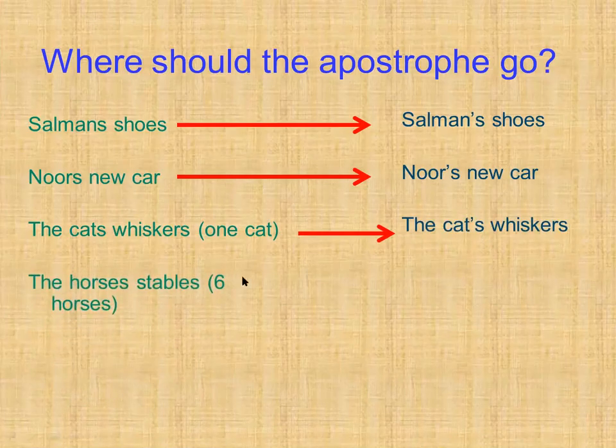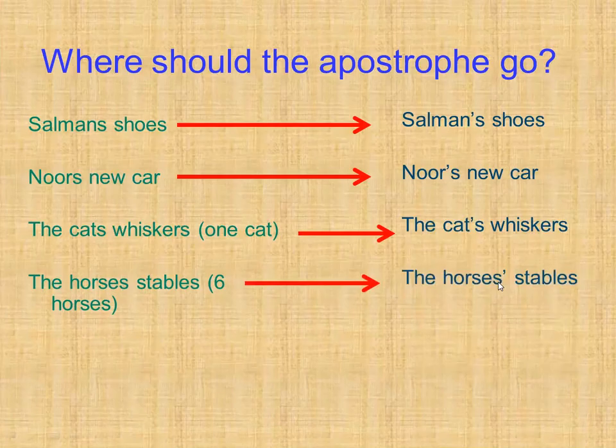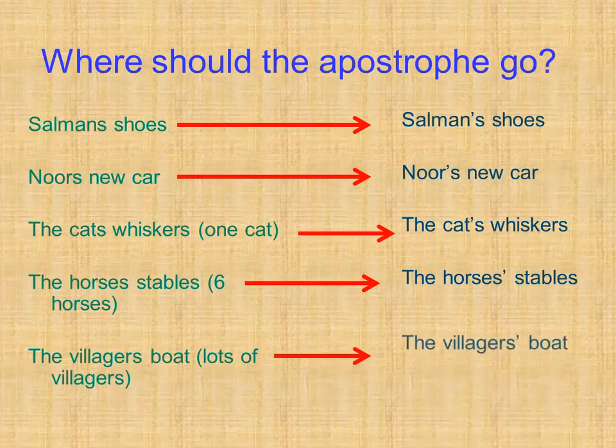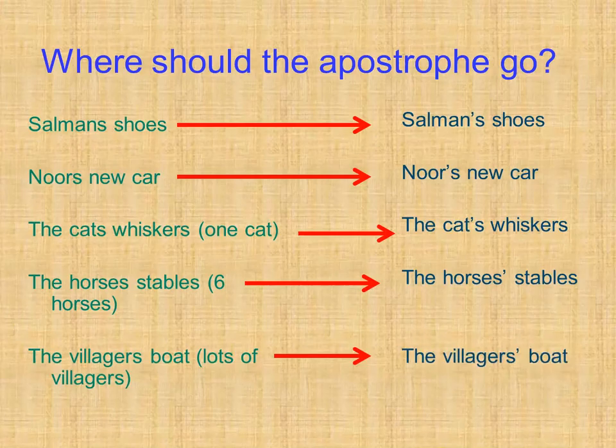The horses' stables. Here we are talking about more than one horse. In this case, the apostrophe will be after. The villagers' boat. Here again, we are talking about lots of villagers. So remember, when we are talking about more than one person or thing, the apostrophe must be placed after S in order to show plural. So here, the villagers' boat. In this case, villagers is a plural, and that is why we are placing the apostrophe right after S.